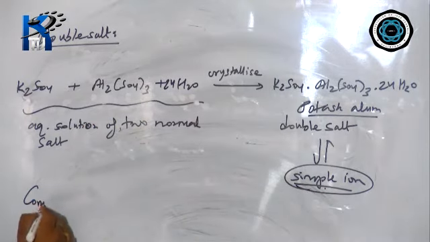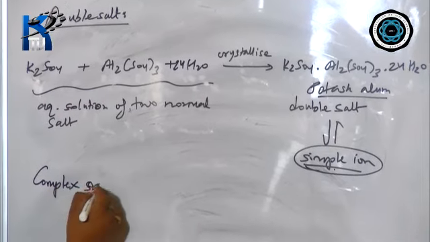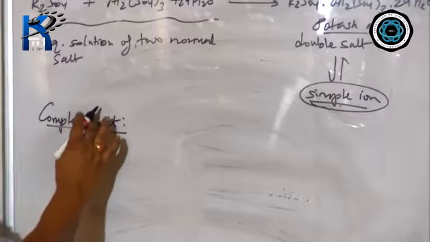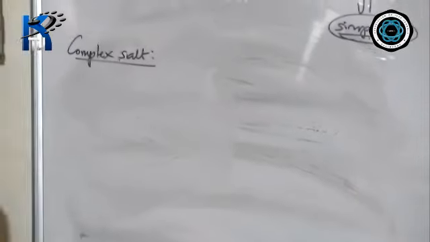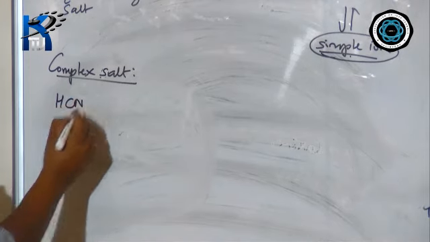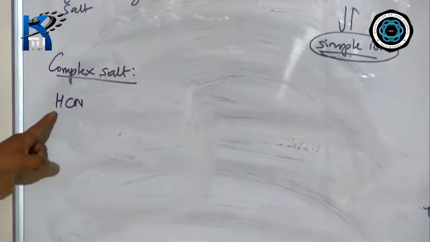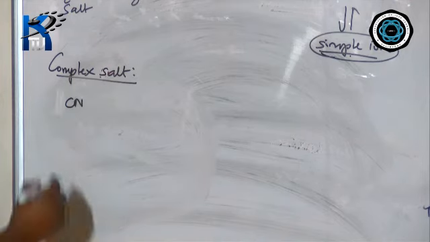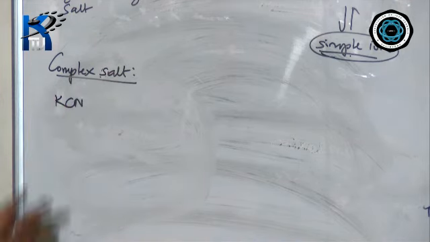Now we go to the next salt, that is complex salt. So let me start with an example to make you understand. This is your hydrocyanic acid, and it is also a monobasic acid because there is one hydrogen. So when you replace one hydrogen with a metal like potassium, replacement is complete, so it is again a normal salt.